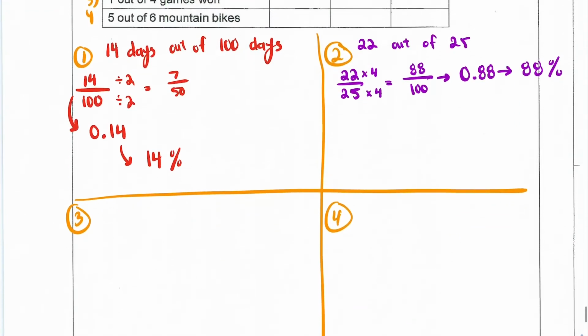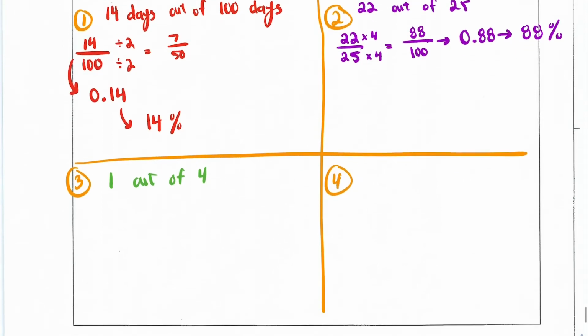Number 3, 1 out of 4 games. Okay, so writing this as a fraction, 1 out of 4. Now, you can do this the way we did number 2, where we change the denominator to 100, or you can think about, well, 1/4 is a pretty common fraction, and there is a decimal that's pretty common that we associate with 1/4. Well, how much is a quarter worth? You would say 25 cents, which looks like this.